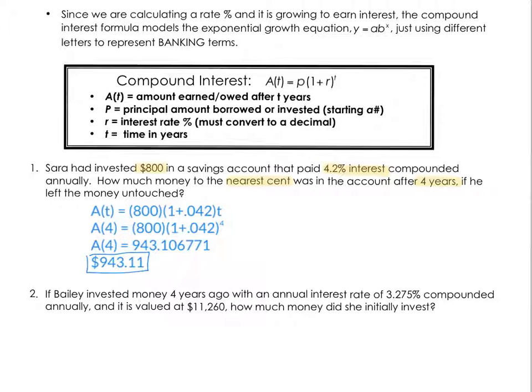So again, not much different from what we were doing in the previous. We're just using new terms. It's still an exponential growth. You can use y equals a b to the x power and just replace them with these terms. It's still an exponential growth in this case since it's a savings account. So it's 1 plus the rate since it's going to go up.